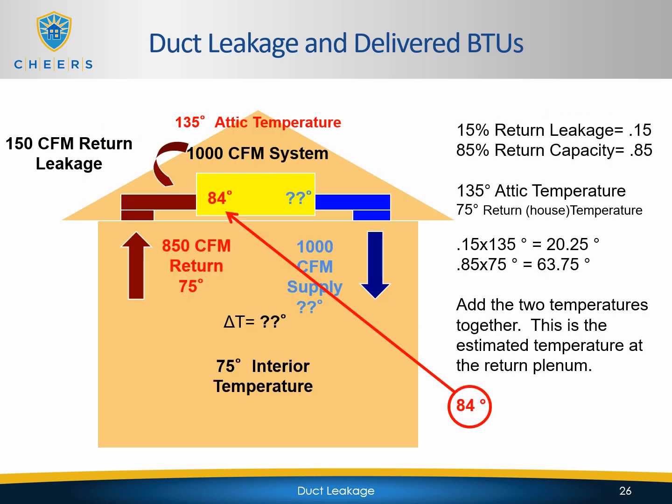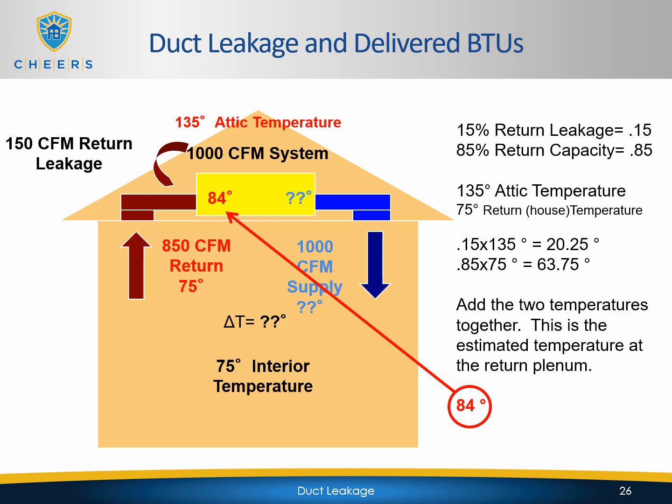So how do we figure that out? If you look on the right hand side of the instructions, we said the 15% is coming from return leakage, 150 of 1000, that's 15%. So the decimal equivalent of 15% is 0.15. 85% is coming from the return of the house, that's 0.85, which is the decimal equivalent of 85%. We know we have 135 degrees of attic temperature, and we know we have 75 degrees of return or house temperature. So we're going to figure out what the percentage of each one of those degree differences are.